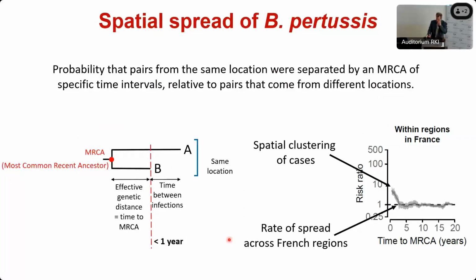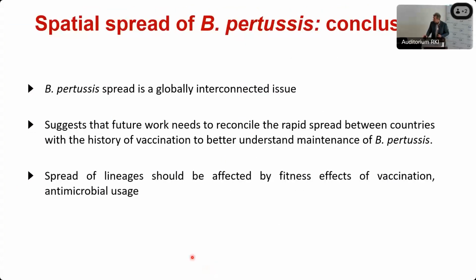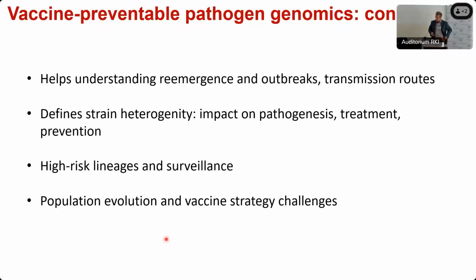But basically, we quantified the speed at which the populations of Bordetella pertussis equalize over time across different spatial scales, from regions within France to different countries in Europe or different states in the US, or between the USA and Europe. Just to give you a sense of this, in 5 years, you have the same populations in the different countries of Europe. In other terms, if you take two strains that diverged 5 years ago, you cannot predict if they come from the same country or from different countries. Interesting. We can discuss that more, because I'm afraid this was a bit too ambitious.